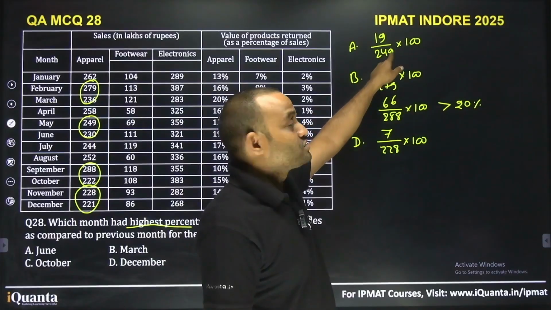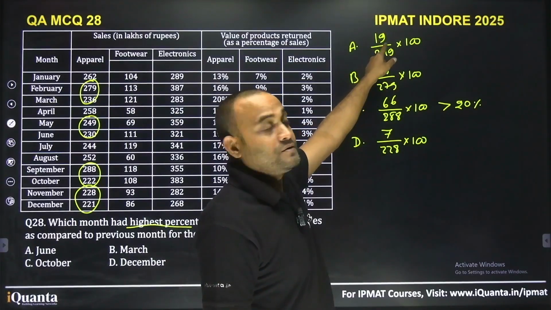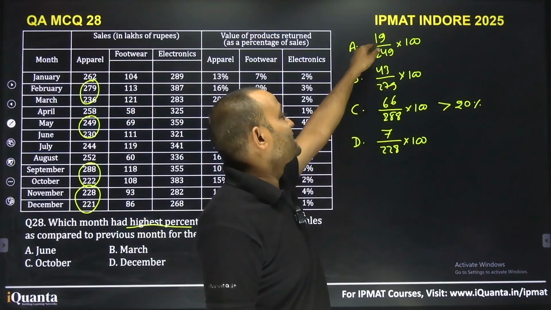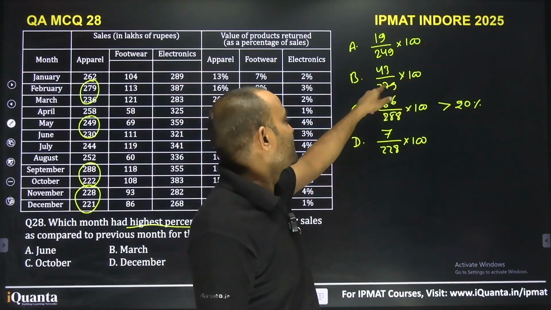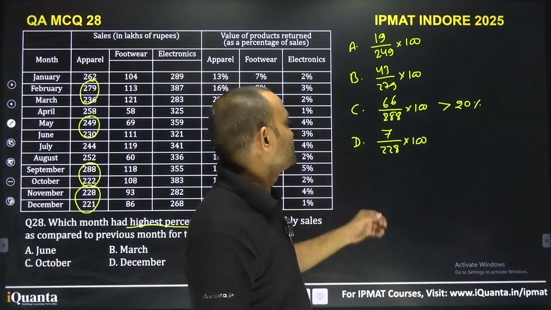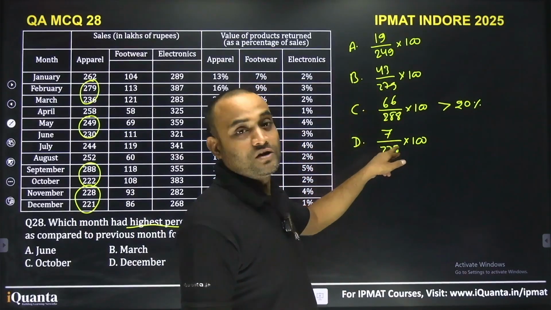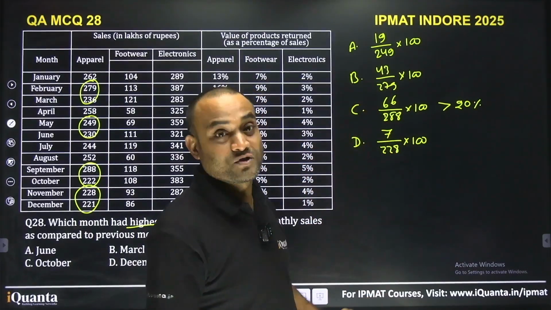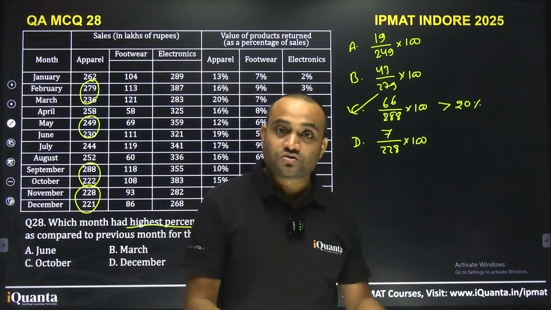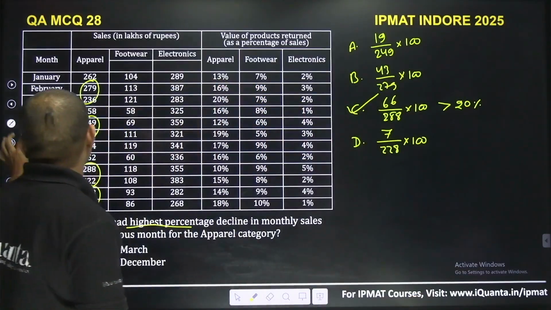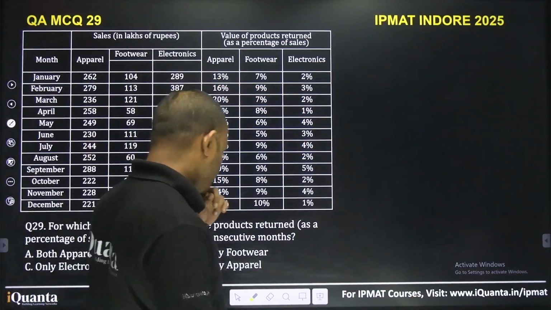10% is closest to 25, 20% will be 50. This is even less than 10%. This value 27.9, let's say 28. 20% will be 56, and this is less than 56. This value is even less than, I guess, 5%. So highest is option C. So this question can be solved once again by approximation. We don't need to use the calculator.